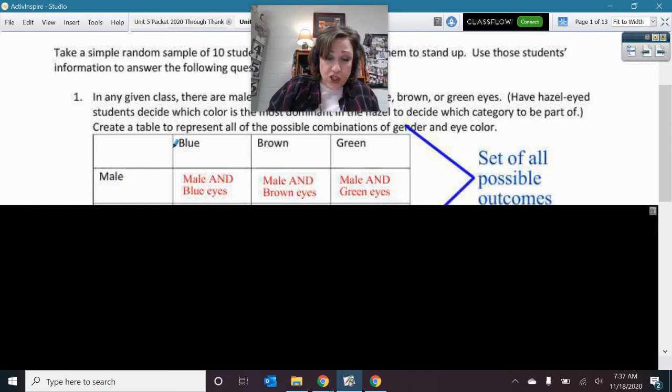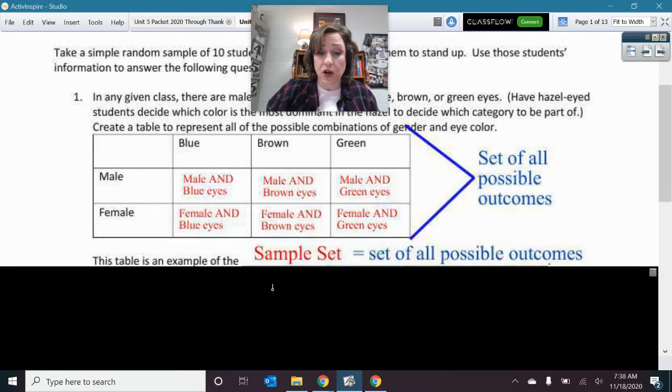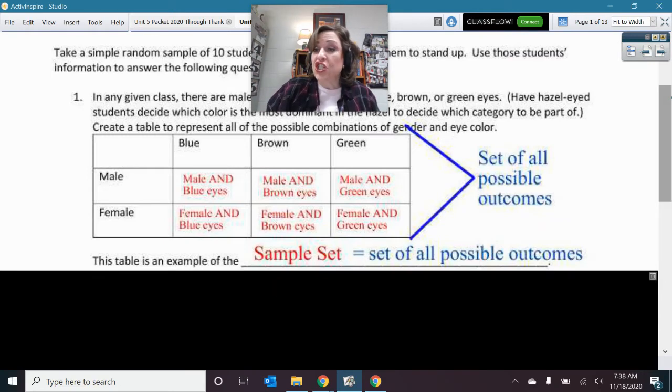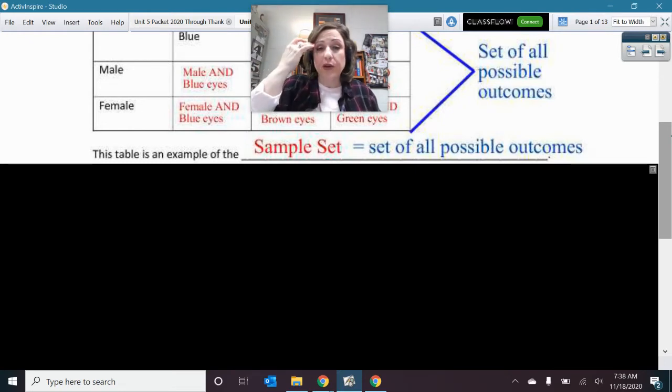If we were just going to classify them, and we don't have hazel in here, as blue, brown, or green, and then male or female, here are all the possible outcomes that could happen. We could have male and blue eyes, male and brown eyes, male and green eyes, and the same things for the females. That's the set of all possible outcomes, and it is called the sample set. If you're asked what's in the sample set, you just list out all of the possibilities that could happen based on the question you were given.